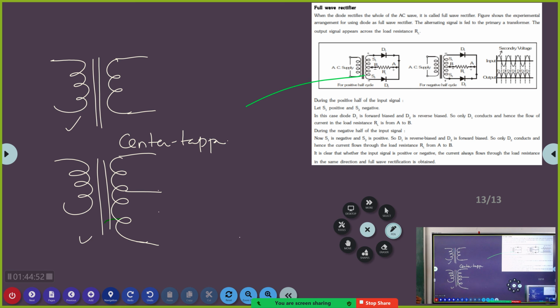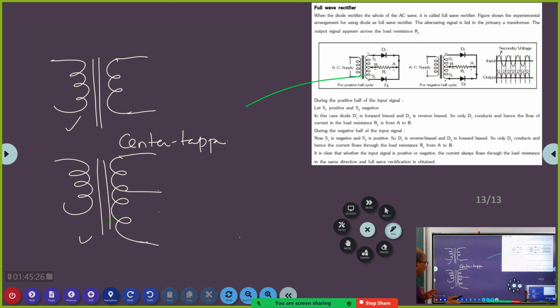Center tap, yes sir. What is that? It can divide into two secondaries. It is like a part of two secondaries. Slowly, I will explain. It is like a sliding jockey kind of thing with the center tap. Center tap transformer. That's it, the center of the transformer. I'll explain. I'll tell you.